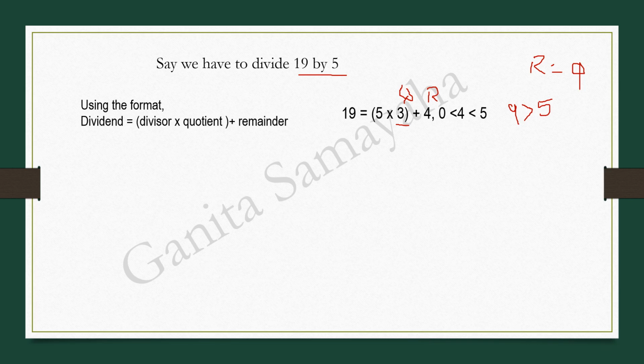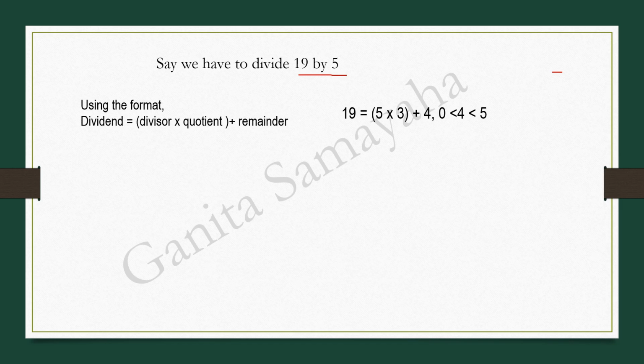Can I write this as 5 into 4? 5 into 4 itself becomes 20, which is greater than our required number. So there are no other ways of writing except this way. This is the one and only way of writing this statement. Given these two numbers, 19 and 5, we have got only one way of writing. So we say that this is a unique way.